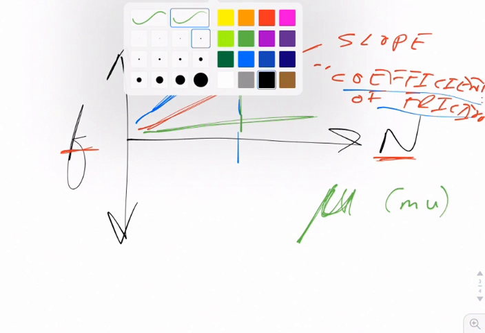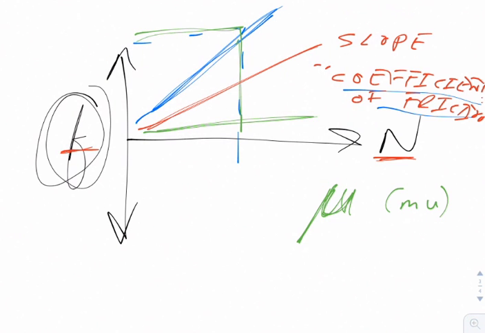Now, what that means is if I take the y-axis quantity, which is friction, and the x-axis quantity, which is the normal, and then I write it in slope-intercept form, for kinetic friction, it's going to equal mu times normal. So the coefficient of kinetic friction times the normal force will tell you the kinetic friction force.